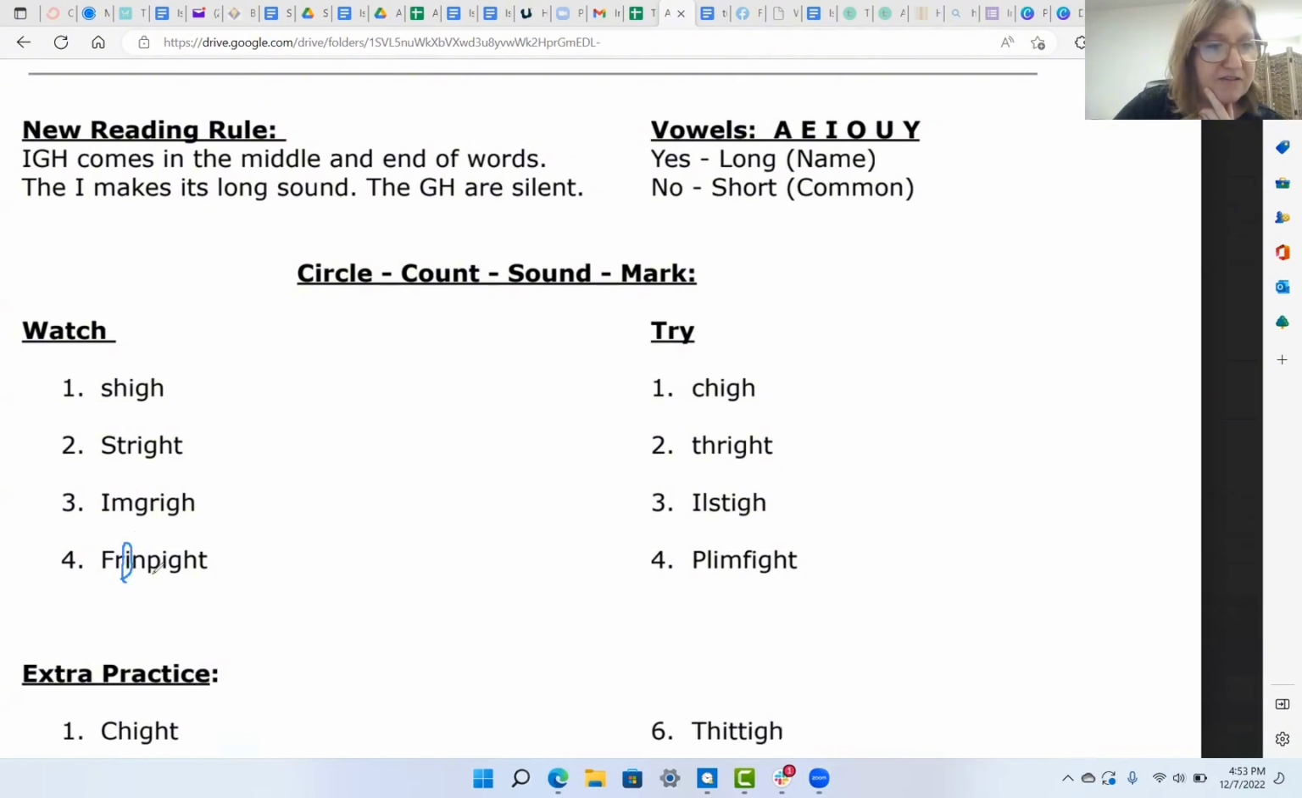Here is a vowel I have to figure out. Here is an IGH that I already know what it says. This guy has two consonants after it, so it is going to say I. All right, when we pencil read it, it's I, P, I, T. I'm going to go slow on this one.